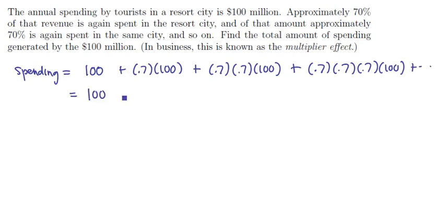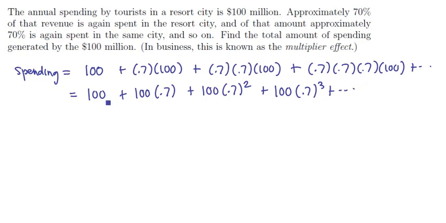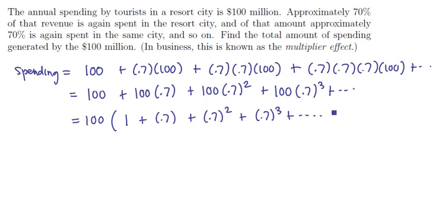Now, if we clean this up, we have 100 plus 100 times 0.7 plus 100 times 0.7 squared plus 100 times 0.7 cubed, all the way down the line. If we pull out 100 from all of these terms, since it's common, we're going to have 100 times 1 plus 0.7 plus 0.7 squared plus 0.7 cubed, plus, plus, plus. And now our goal is to be able to figure out what this sums to.